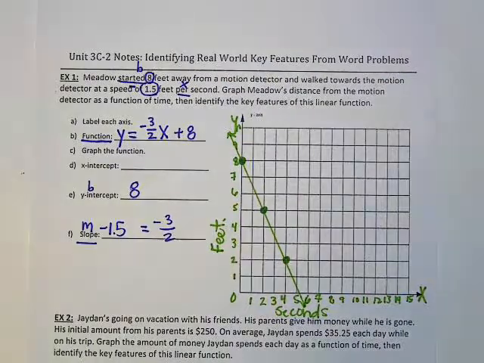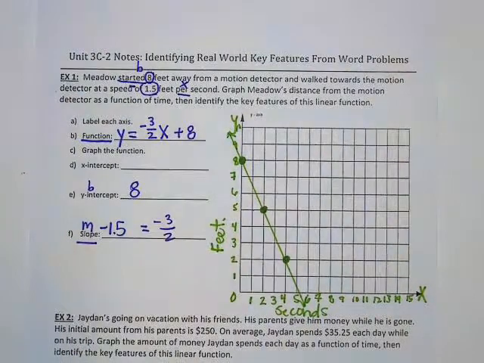Okay. My x-intercept. Does it go perfectly through an x number? No. No, there's not a dot on the x-axis. So how do I find my x-intercept?